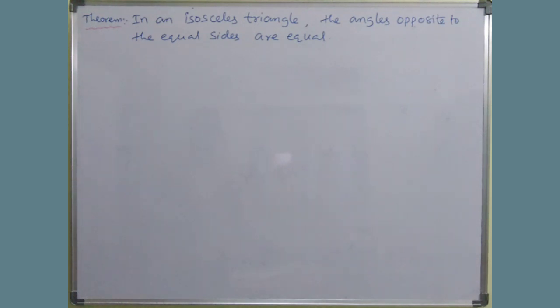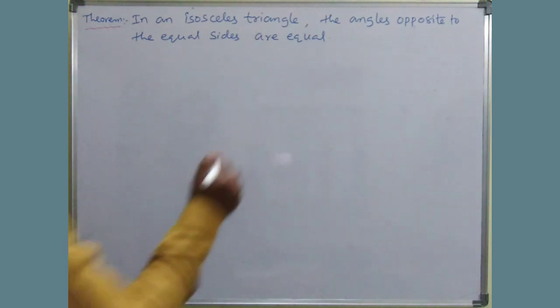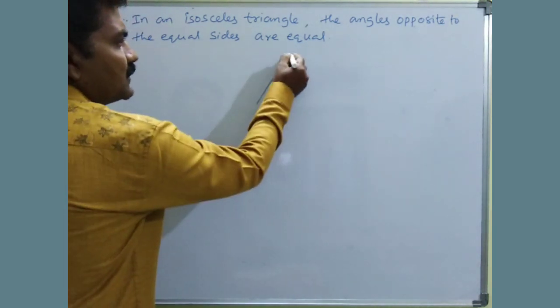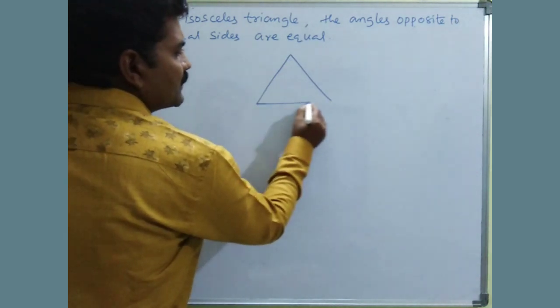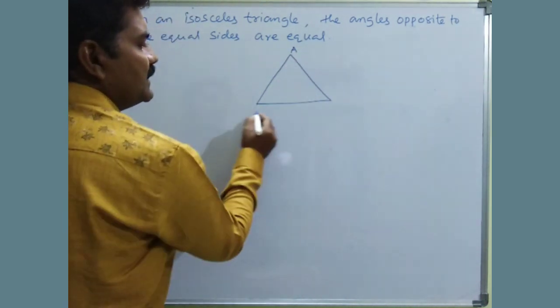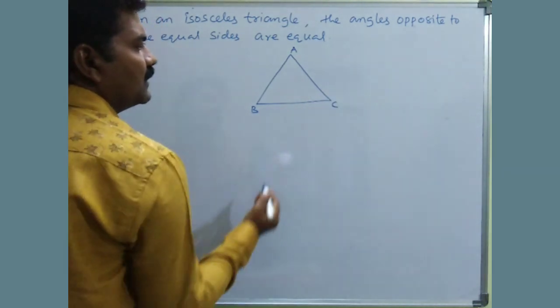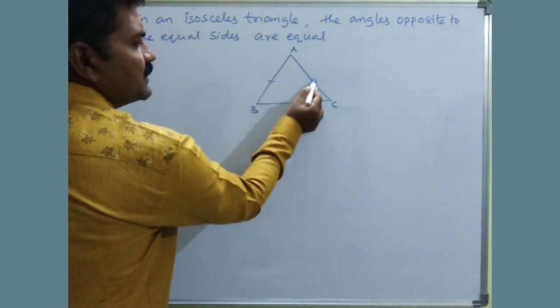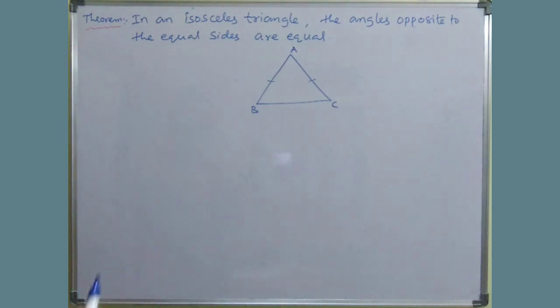So look at this theorem. In an isosceles triangle, the angles opposite to equal sides are equal. For example, let it be an isosceles triangle ABC, provided that AB is equal to AC. Isosceles triangle, isn't it?